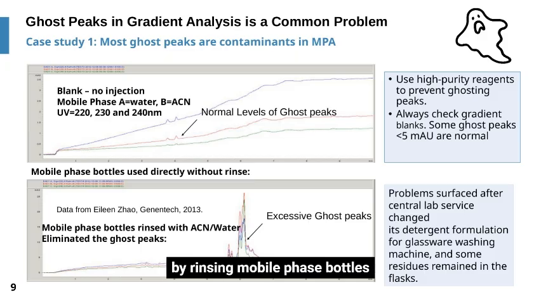The issue was resolved by rinsing mobile phase bottles with ACN/water instead of using them directly. Data from Eileen Zhao at Genentech in 2013 demonstrates that eliminating the ghost peaks can be achieved with proper rinsing. The slide recommends using high-purity reagents to prevent ghost peaks and always checking gradient blanks.